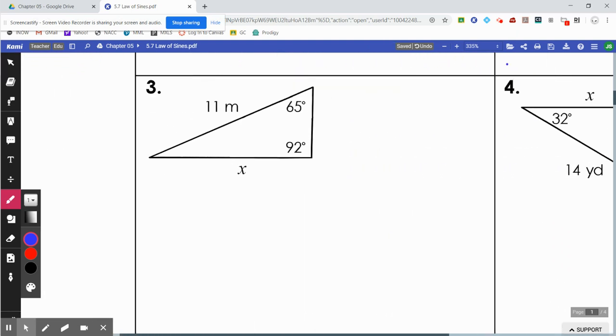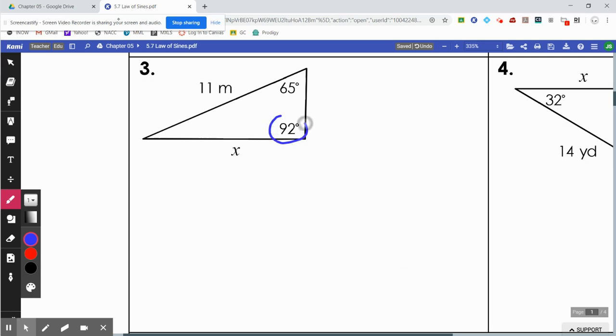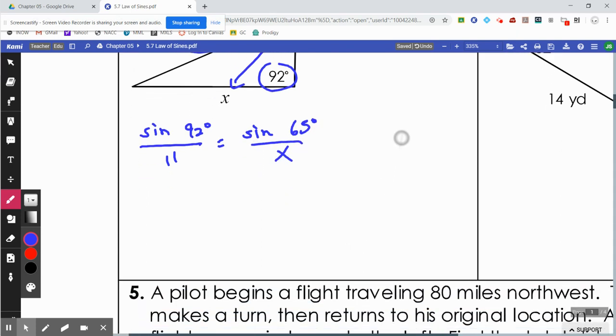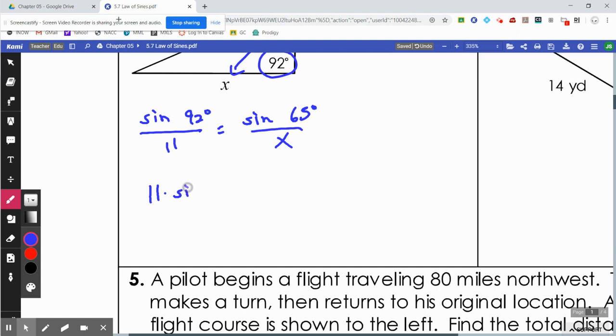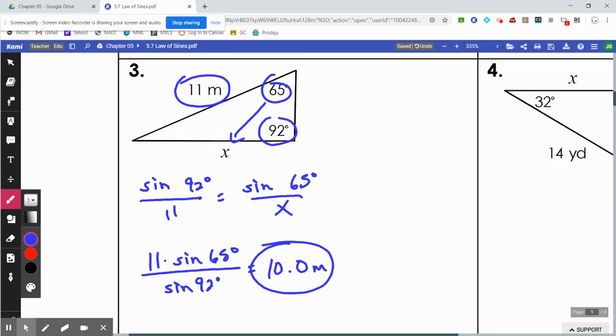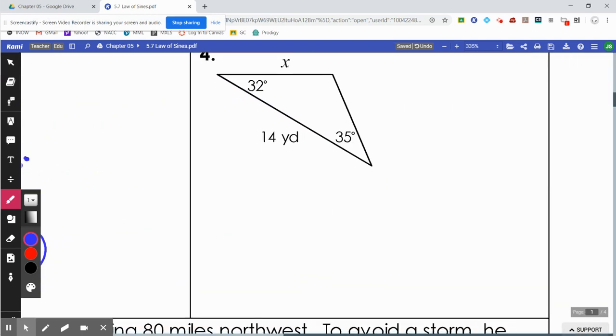Number 3. You have an angle that's across from a side, so we can use the law of sines. The sine of 92 over 11 is equal to the sine of 65, which is across from x, so the sine of 65 over x. To solve this proportion, multiply 11 times the sine of 65, divide it by the sine of 92, and that's going to give you your x value, approximately 10.0 meters.